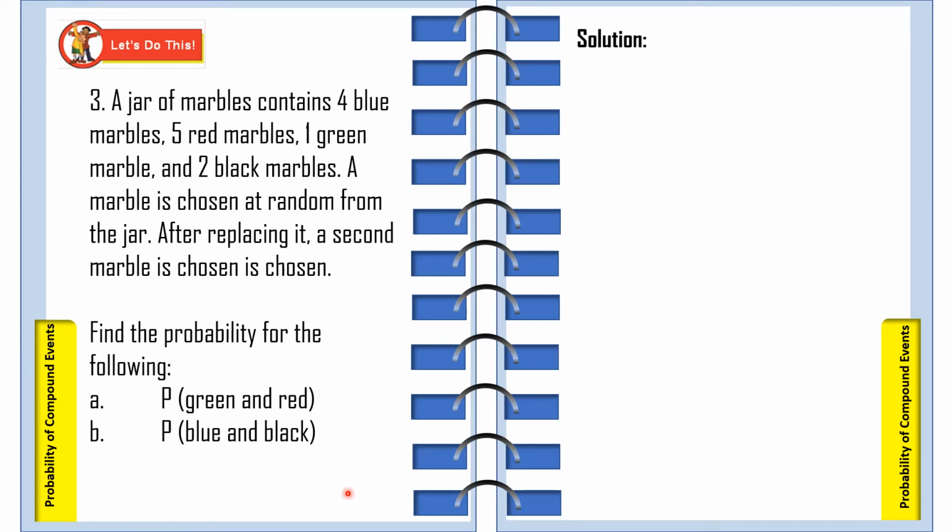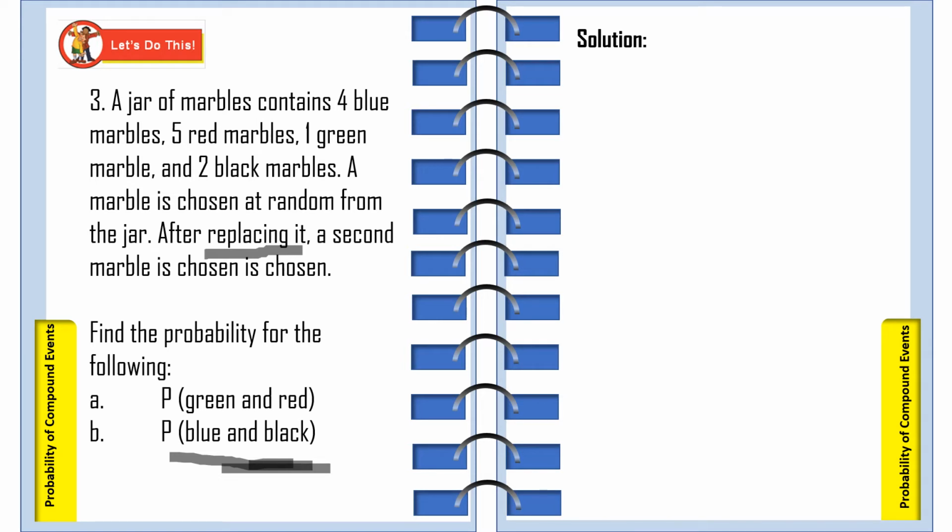Kasi meron tayo ditong keyword na yung replacing. Okay, i-replace daw natin siya after nating makuha. So, parang in short, layman's term, ibabalik natin yung, kung ano man yung mapipili, ibabalik ulit, tapos gagawin yung second na pag-draw ng marble o pagpili ng marble. Okay? So, now, dito, find the probability for the following. So, probability na green and red, and probability of blue and black.